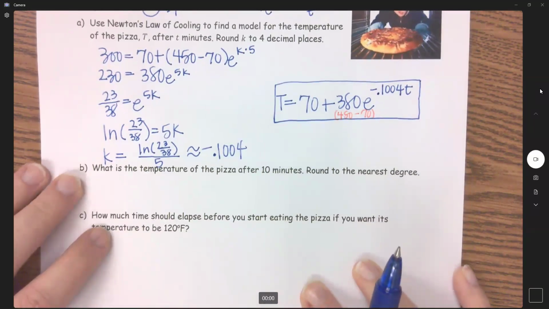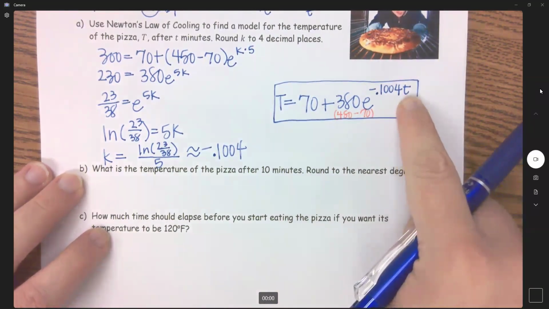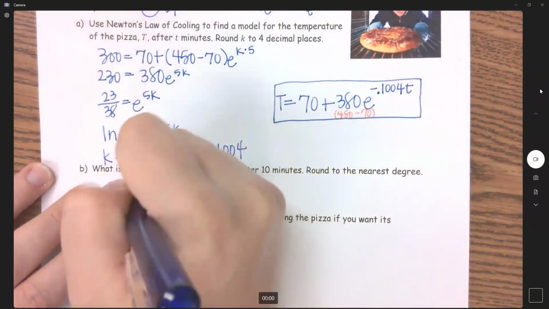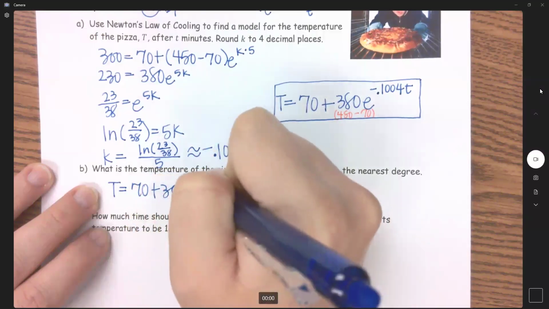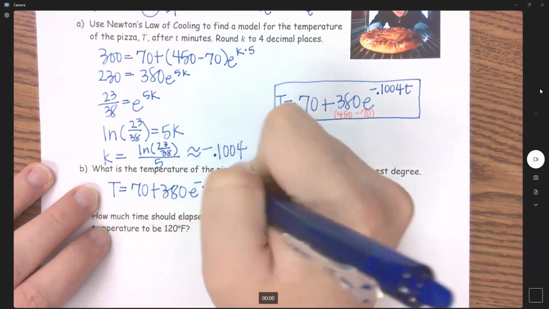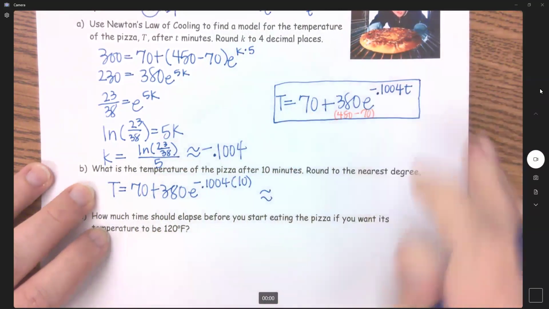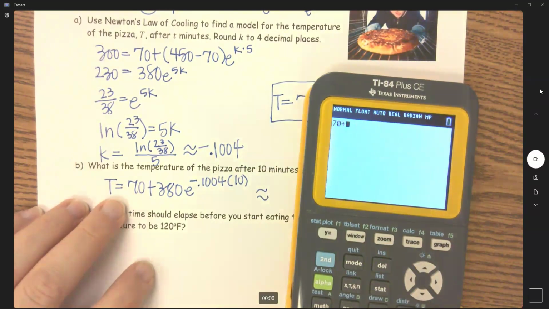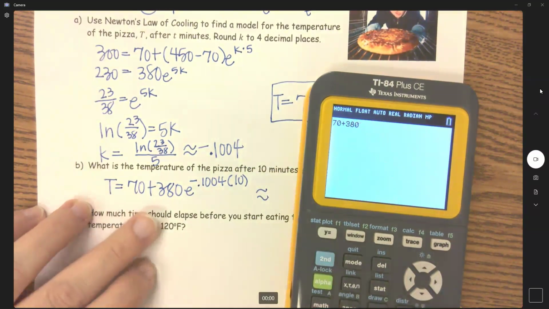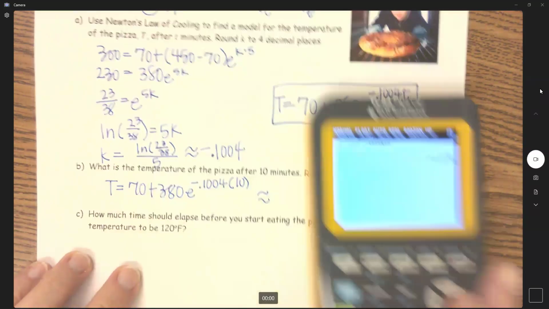Okay, so now part B wants to know what was the temperature of the pizza after 10 minutes. So let's plug in a 10 right here. So we've got T equals 70 plus 380 e to the negative 0.1004 times 10. Round to the nearest degree, so we'll go to the nearest whole number. And we're about 209 degrees Fahrenheit.